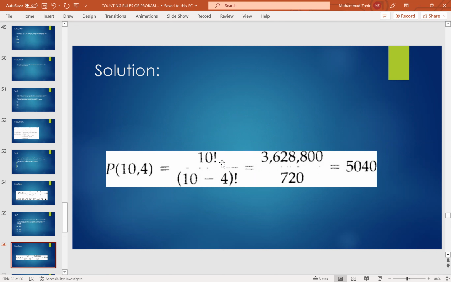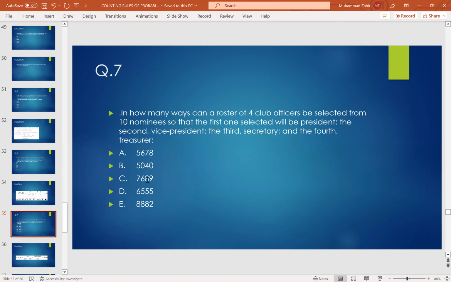10 means 9 multiplied by 8 by 7, 6, 4, 3, 2, 1. This figure will come, and after this 720, and we will divide them. The answer is 5040. So the option B is correct.